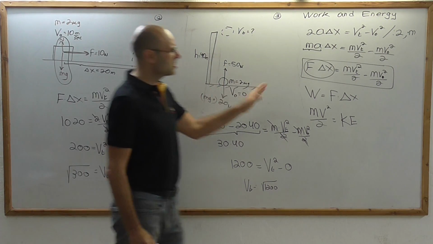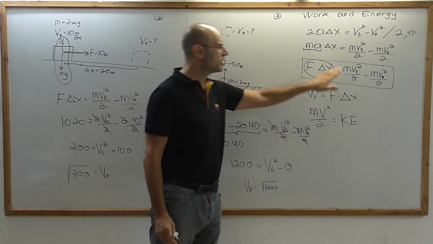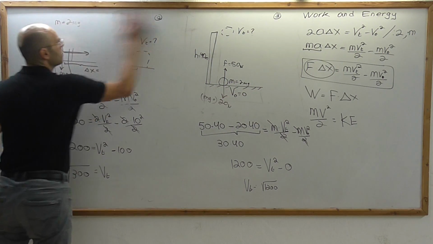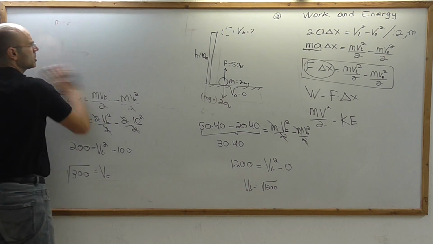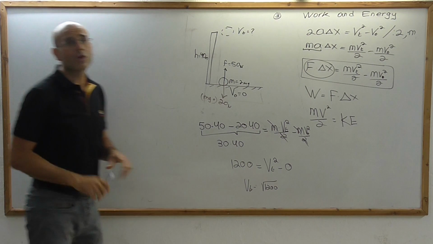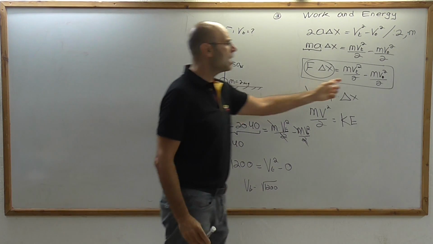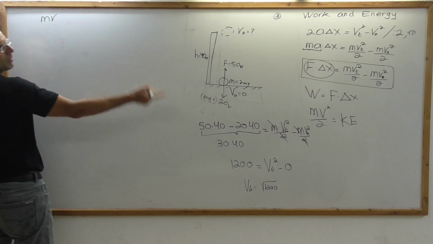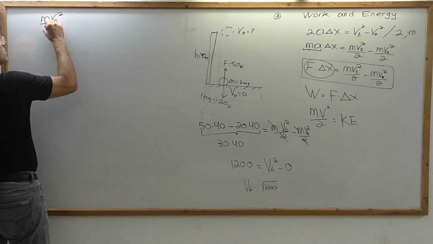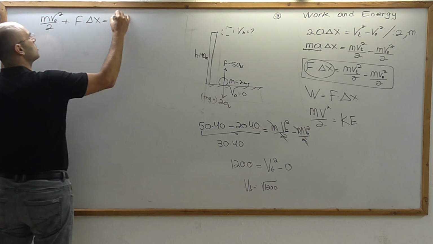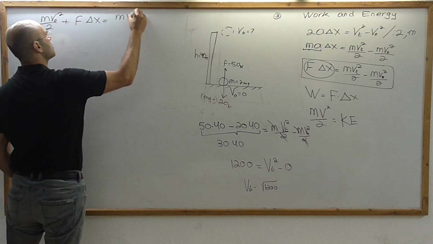Okay, that's enough examples to illustrate what this means. Now, let's talk about this equation a little more. If I want to talk in terms of energy, I want to show you this equation in this way first. I'm moving the mv0 squared over 2 to this side of the equation, plus f delta x equal to m v final squared over 2.